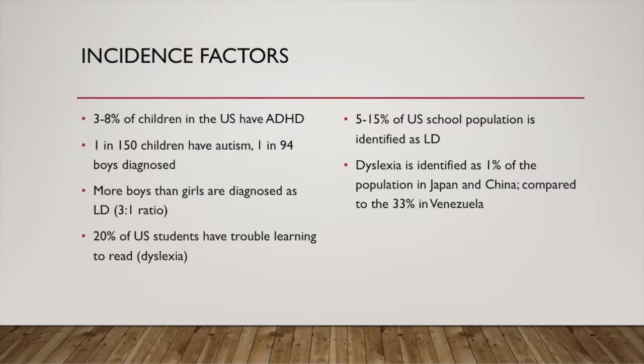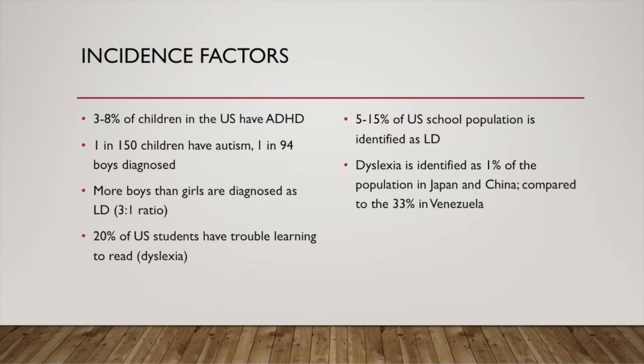So, incidence factors. These are just like the stats of different diagnoses in the world. It's known that 3 to 8% of children in the US have ADHD, and 1 in 150 children have autism, and 1 in 94 boys are diagnosed. It's actually a higher number there. More boys than girls are diagnosed as LD, a 3-to-1 ratio, so it tends to be that boys are more identified than girls.